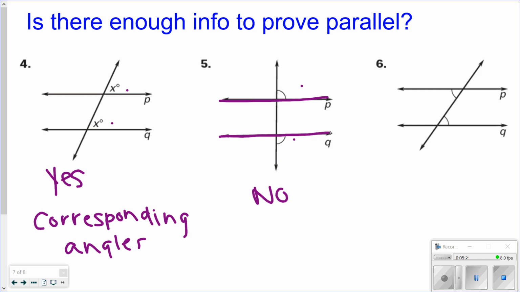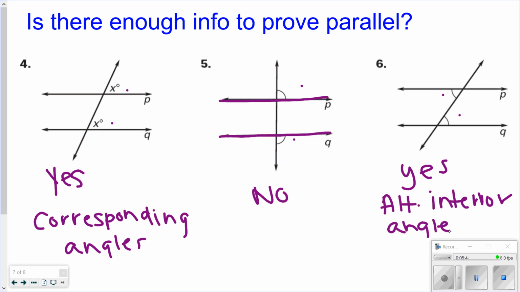And number 6, is there enough information here? Yes or no? The correct answer is yes. These are alternate interior angles. And we see that they're congruent. So that means that there is enough information to prove that those lines are parallel.